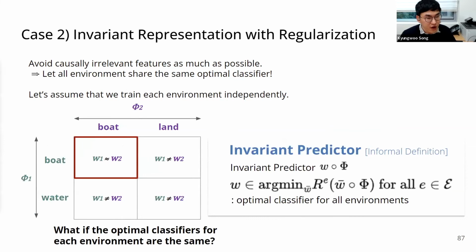When the optimal classifier should be the same across the environments, the feature extractor should attend to the boat in the image, whether the image is the boat on the water or the boat on the road. In short, by making the optimal classifiers the same across the environments, the machine can learn the invariant features.